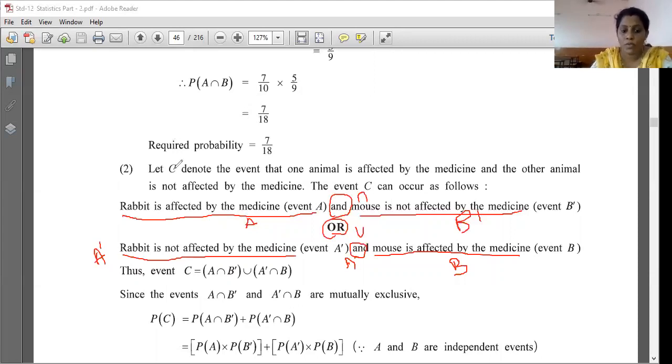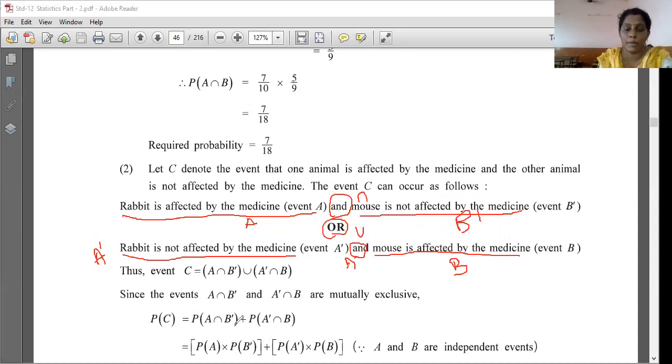Okay, so what you have to do? U means plus and intersection means multiplication. Remember that always. Then since the events A intersection B dash and A dash intersection B are mutually exclusive, P of C is equal to P of A intersection B dash plus P of A dash intersection B, right? So what is the formula of A intersection B dash?